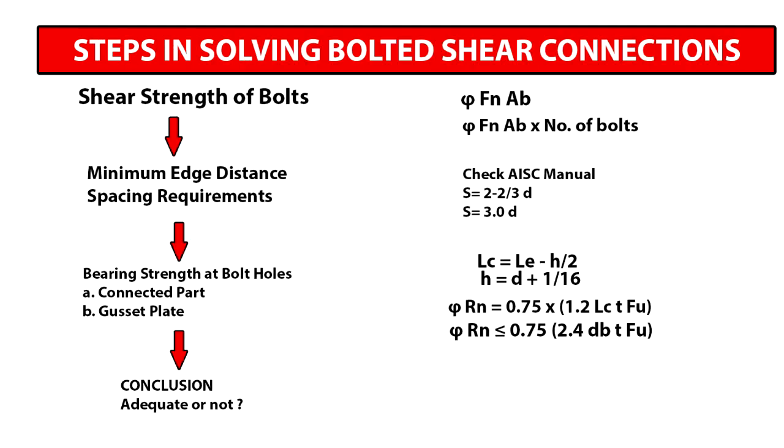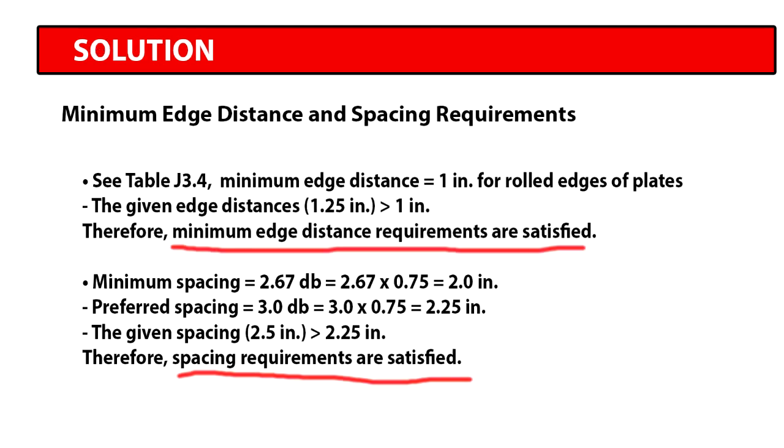Then step 2, check for the minimum edge distance and spacing requirements. As per AISC manual, table J3.4, the minimum edge distance is equal to 1 inch. And our given distance is equal to 1.25. Since our given distance is greater than the minimum, the minimum edge distance requirements are satisfied.